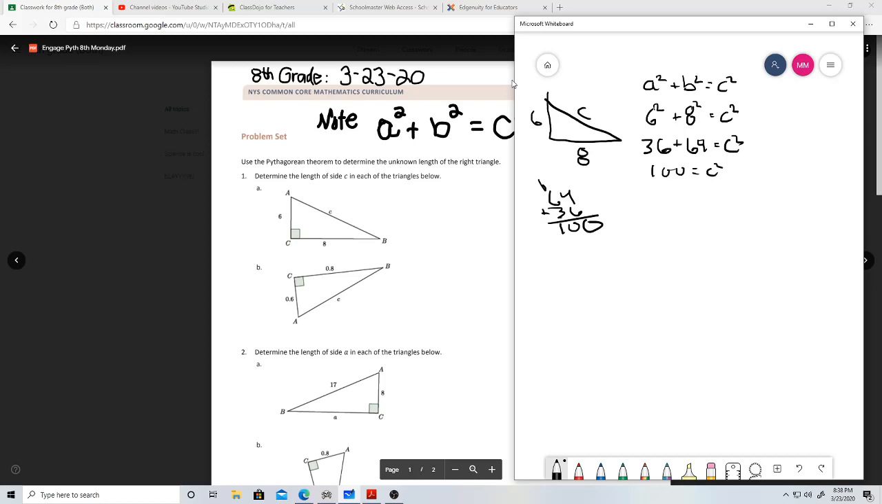Now we got lots of methods for this, right? We could say what number times itself is 100, right? What you might want to start learning too is that the algebraic method is to square root. You take the square root because it's the opposite of squaring. See, C squared, opposite of squaring is square rooting. And so the square root of C squared is C, and the square root of 100 is 10. And so now we know that C is 10.